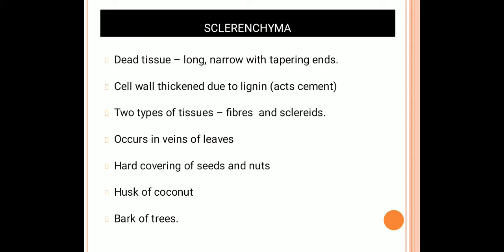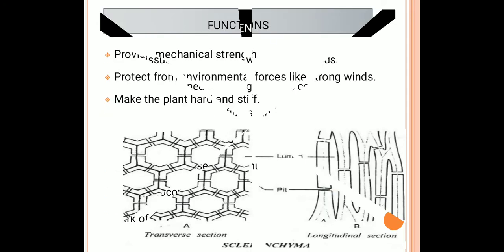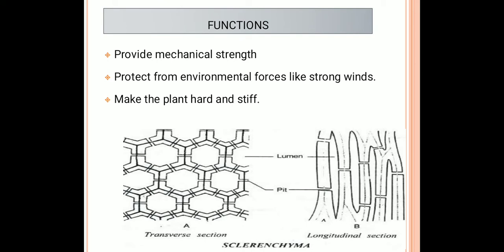The main function of the sclerenchyma is that it provides mechanical strength to the plants, and it protects them from environmental forces like strong winds. Due to the strong wind, some plants cannot break because of this sclerenchymatous tissue. They make the plant hard and stiff. These are the main functions of the sclerenchyma.